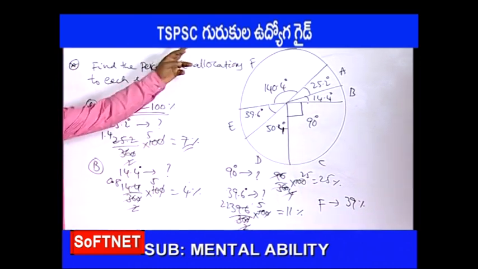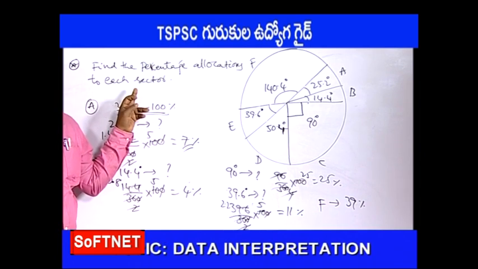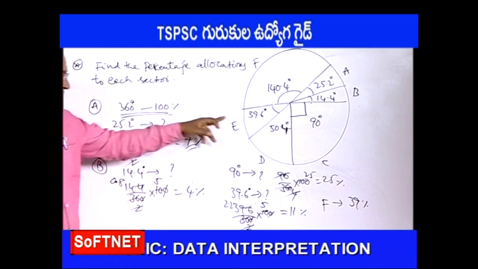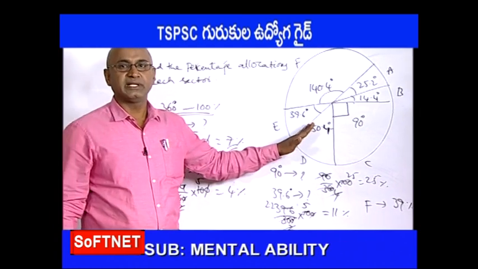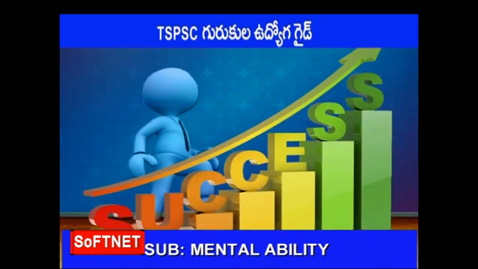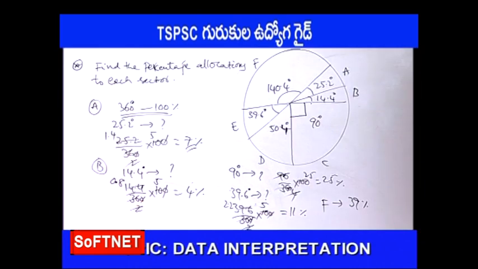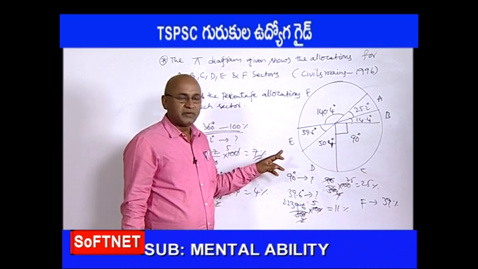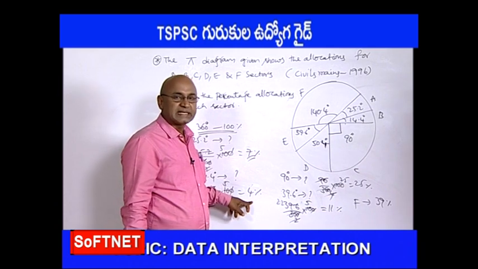So it is the problem given in the Civil Services 1996. Here the second question is like this. What is the percentage allocation to each sector? Here the allocations are given in degrees. We have to convert them into percentages. So what is the main condition here? The total angle in a circle is 360 degrees. If 360 degrees is 100%, then what is the allocation or percentage of an individual sector? So first example, 25.2 degrees, how much? 25.2 by 360 into 100, that is 7%. Similarly, we find all the angle percentages.